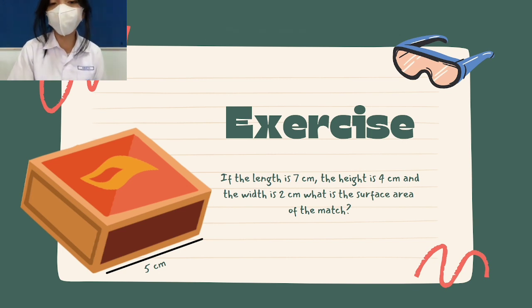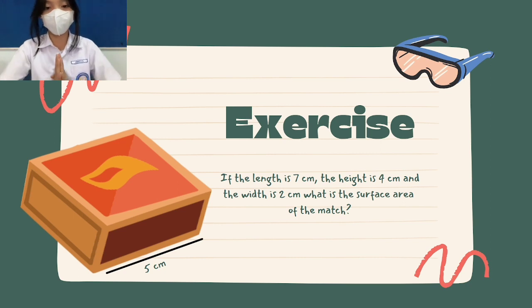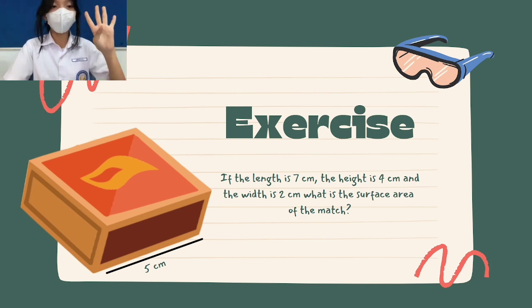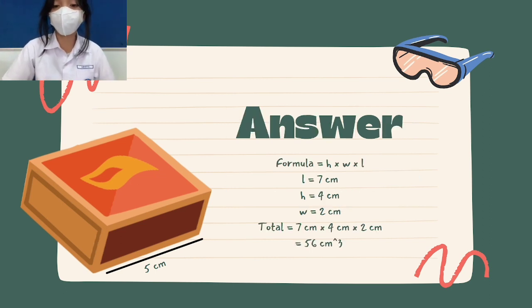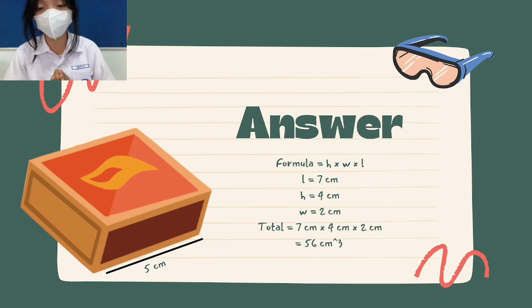For the next one, what if we're given a cuboid with a length of 7 centimeters, a height of 4 centimeters, and a width of 3 centimeters? What is the volume of the cuboid? 5, 4, 3, 2, 1. If you answered 56 centimeters cubed, you are correct. How do we find this? Because it is height times width times length. We're given that the height is 4 centimeters, the width is 2 centimeters, and the length is 7 centimeters. If we multiply that together, we get 56.